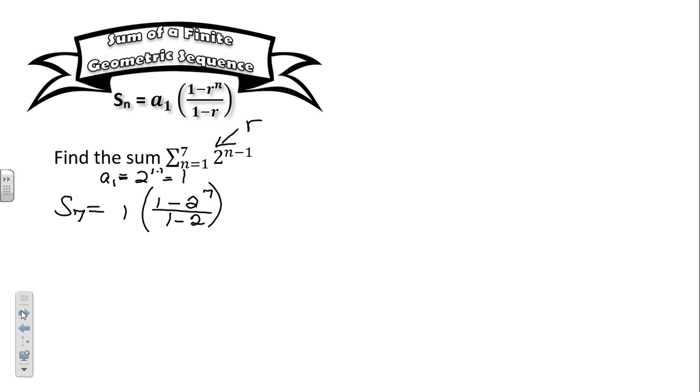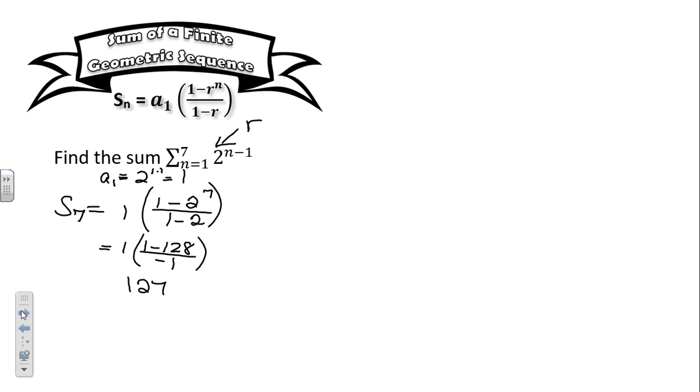So we have to take 2 to the 7th, and we'll get 128, right? 'Cause 2 to the 8th is 256. So 1 minus 128 divided by a negative 1 times our initial term, a sub 1, and we're going to get 127 for our answer. Negative 127 over negative 1 is 127.